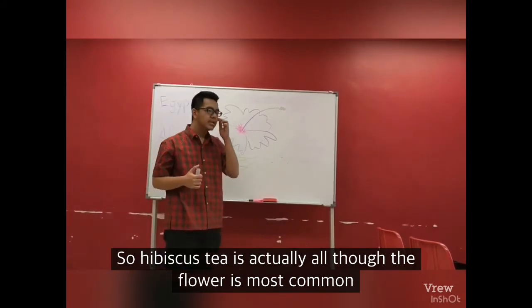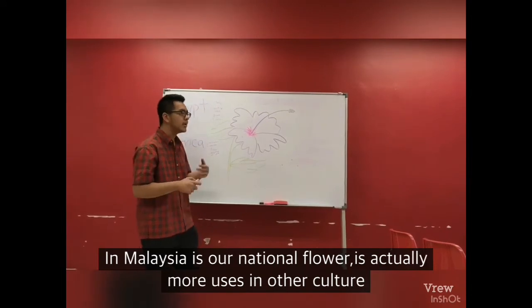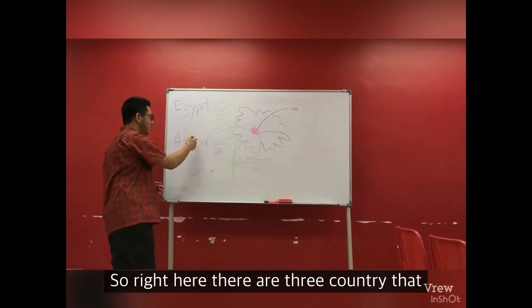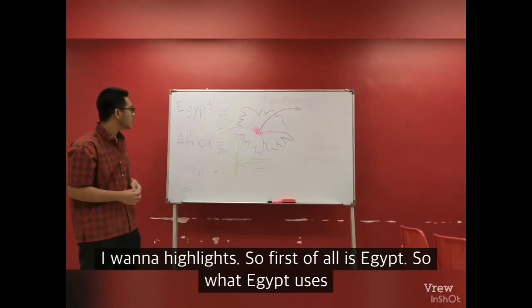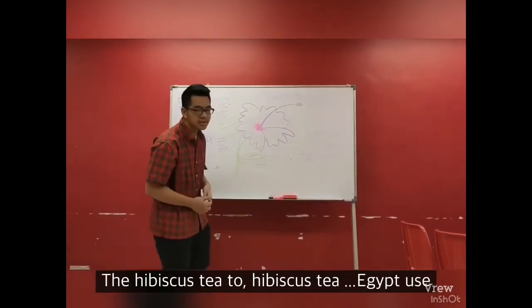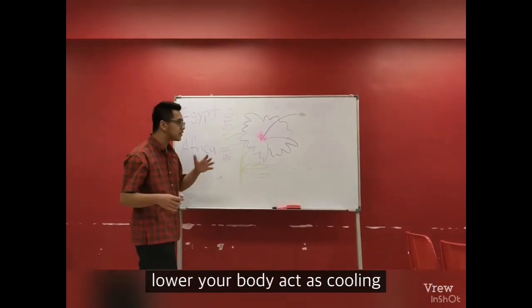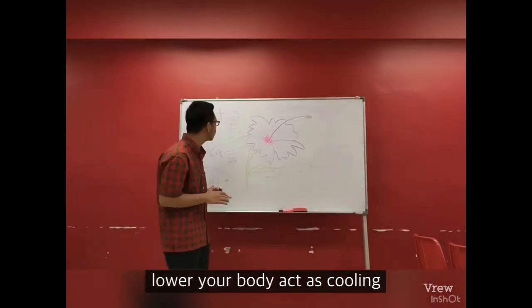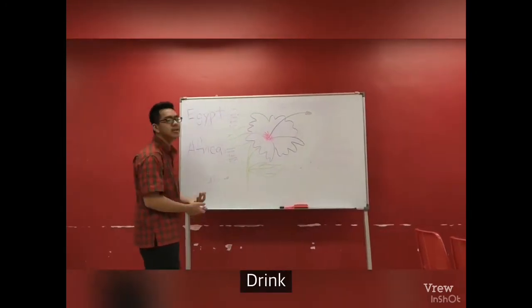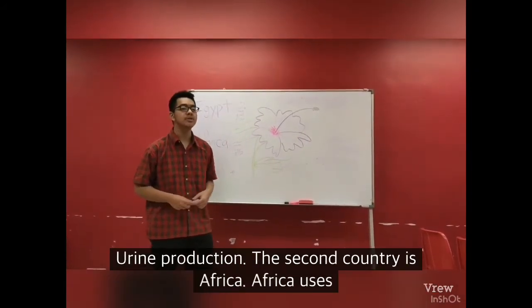So hibiscus tea is actually, although the flower is most common in Malaysia, it is our national flower, actually more used in other cultures compared to ours. So right here there are 3 countries that I want to highlight. First of all is Egypt. Egypt uses hibiscus tea mainly to lower your body temperature as a cooling drink, and it can also treat heart and nerve disease, and be a diuretic to increase urine production.